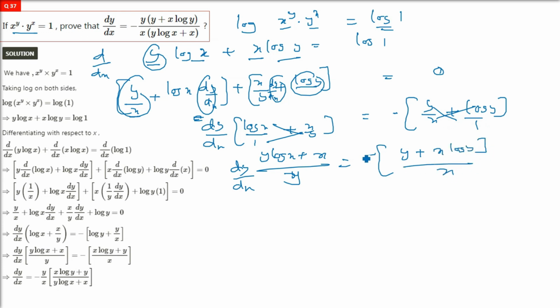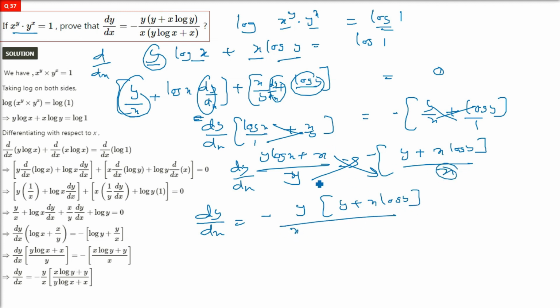Okay, now the simplest thing is dy by dx on one side and others on the other side. So dy by dx will be equal to minus (y into x plus y plus x log y). x is already there. So we have y log x plus x. Okay. dy by dx is this one. So this is your final answer. Okay.